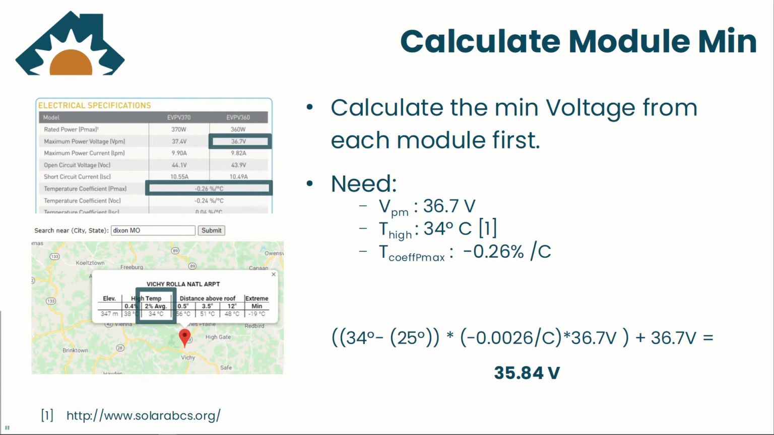There are two numbers here. I would use the 2% average, but it's up to you. That's the one I chose to use. Then we will use the equation we had earlier to calculate the minimum voltage. Notice we took the percent per Celsius out of the percent. Our minimum module voltage is 35.84 volts.